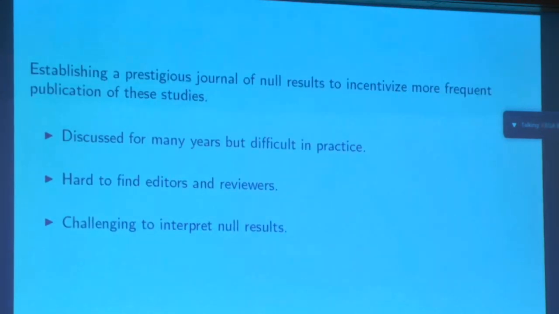Likewise, there's been discussion of trying to set up a prestigious journal of null results to incentivize more frequent publication of null studies. And again, this is a great idea, but our feeling is that in practice, it's probably quite difficult for this to work, in part because it's hard to find editors and reviewers, and also because it is challenging to interpret null findings. And so a journal like this will probably be inundated with studies that it's very hard to sort through which of these are worth publishing.